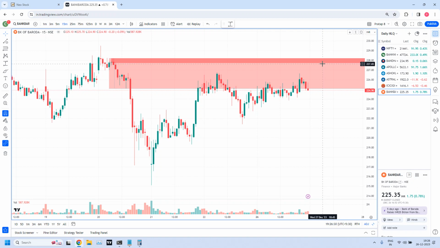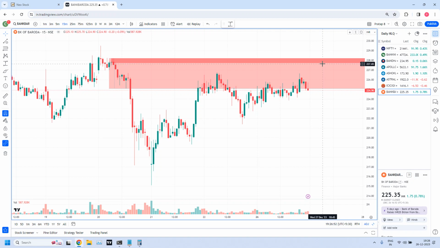At least out of 22 days in a month, at least 15 to 16 days we are getting one of the zones, either daily zones or 75-minute zones. We are getting the entry. Once you get the entry, there are two possibilities: either we get the profit or we get the losses. There are a few days you get losses also.